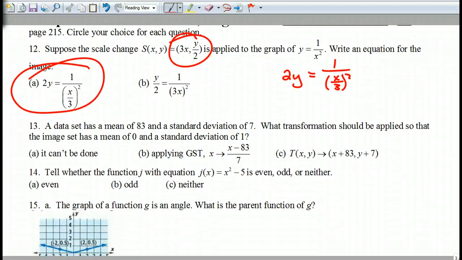Number 13. A data set has a mean of 83 and a standard deviation of 7. What transformation should be applied so that the image has a mean of 0 and a standard deviation of 1? The answer should be B.